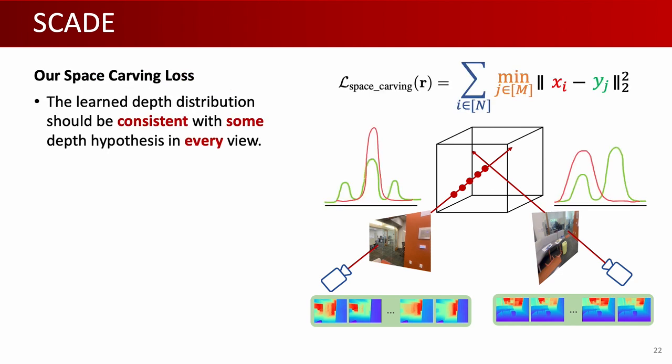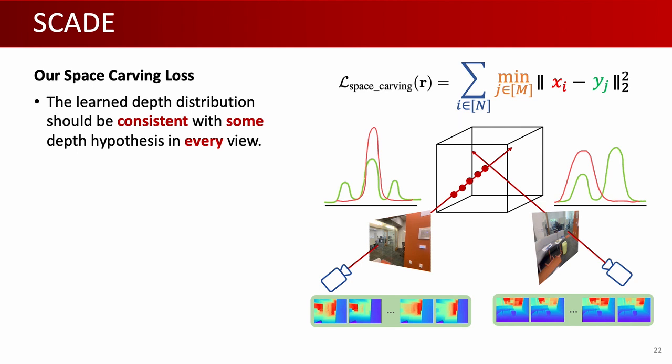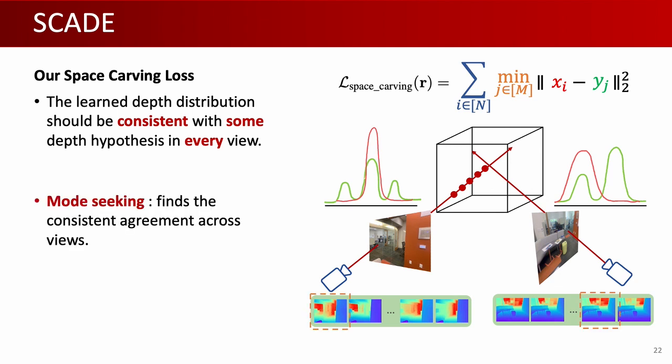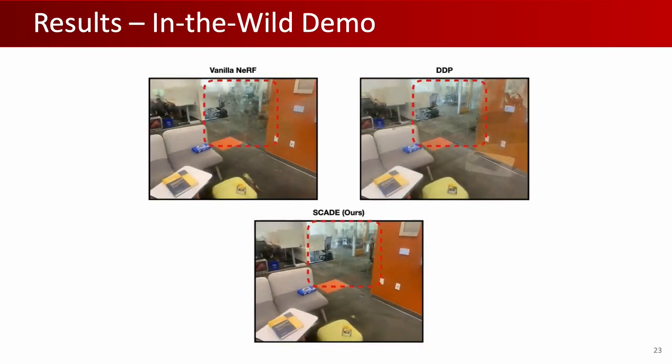Let's go over the space carving loss function. It is given as follows. It drives the learned depth distribution from the NeRF to be consistent with some depth hypotheses in every view. Our resulting loss function is mode-seeking. Moreover, as opposed to existing works which supervise in 2D moments, we supervise at individual samples along each ray in 3D. We show results on in-the-wild captured scenes.